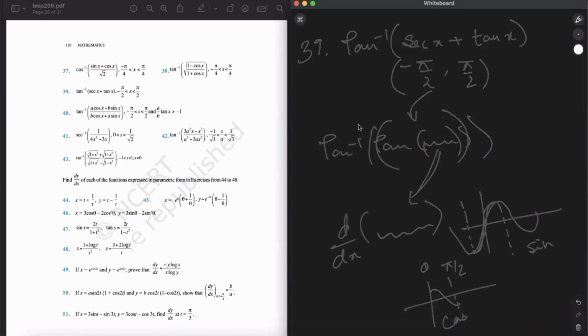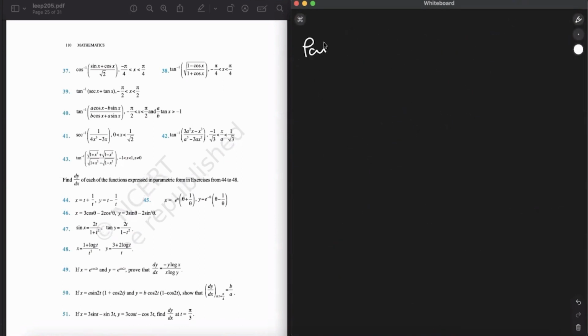Now moving back to the question, we have tan inverse of sec x plus tan x. How can we solve this? First, we have to try and simplify it. If we fail to do so, then we'll just differentiate the tan inverse part and put in the values. So what can I do with this? 1 upon cos x plus sine x upon cos x.